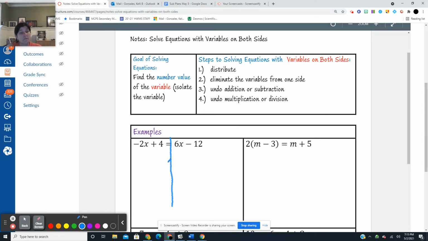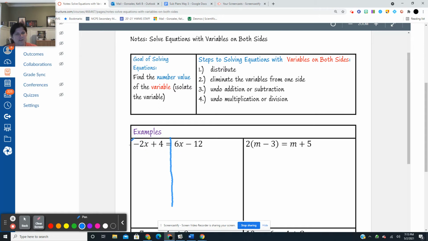What I suggest you do is eliminate the smaller one. It'll make your job easier when we get into inequalities. But again, it doesn't matter. You will get the same answer if you do the calculations correct. So on this side of the equation, we have negative 2x, and on this side, we have a positive 6x. So if I want to eliminate the smaller x, that would be negative 2.